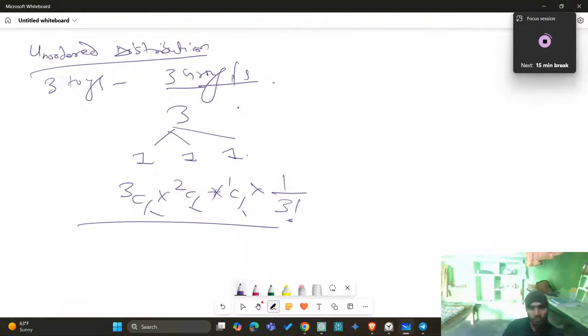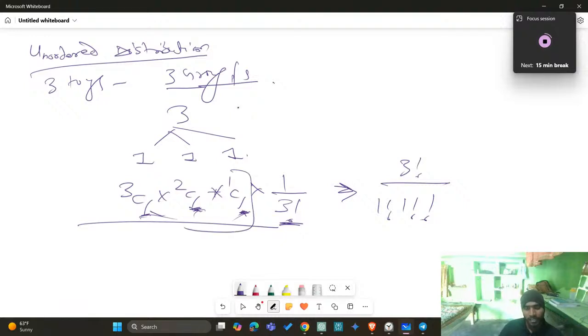When the distribution is identical, we have to divide to distinguish between identical distributions. Here also 1, here also 1, here also 1, so 1 is repeating three times. These are identical things, so we have to divide by three factorial. In simple form it becomes 3 factorial upon 1 factorial upon 1 factorial upon 1 factorial, and we divide it by 3 factorial because 1 repeats three times.